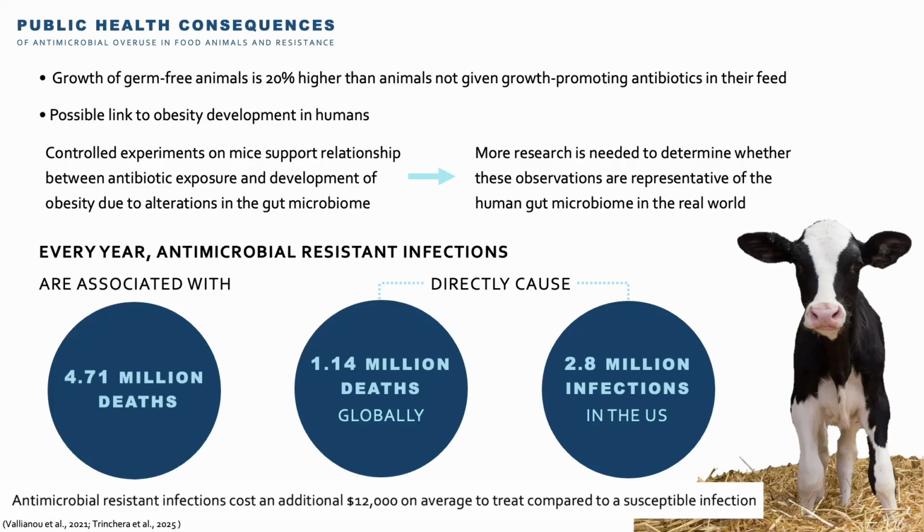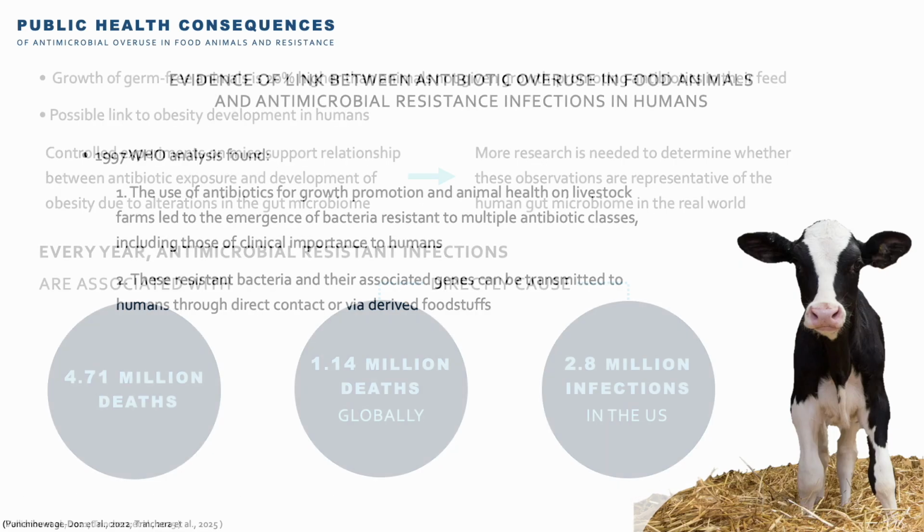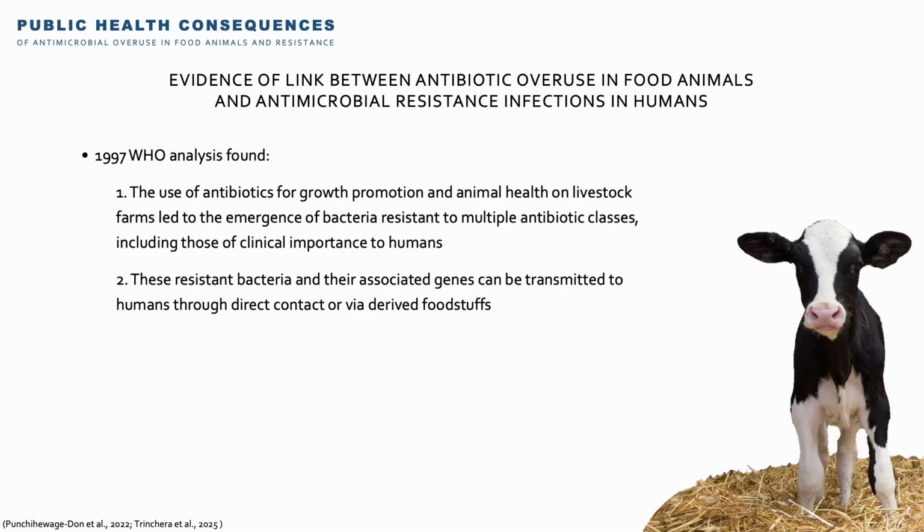Antibiotic-resistant infections cause a significant amount of morbidity and mortality in the United States and globally every year. There's been evidence that antibiotic use in food animals leads to antibiotic-resistant bacteria, and that these same resistant bacteria in food animals are transmitted to humans for a long time. The World Health Organization made both these conclusions in 1997 based on an analysis of existing evidence at that time.